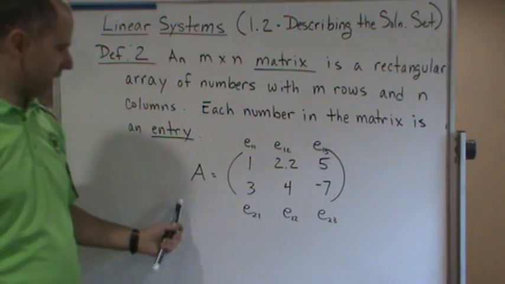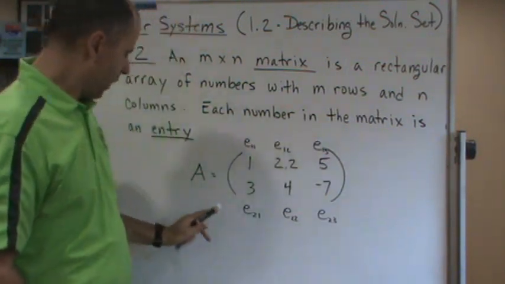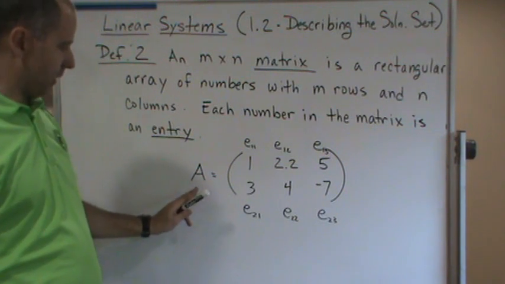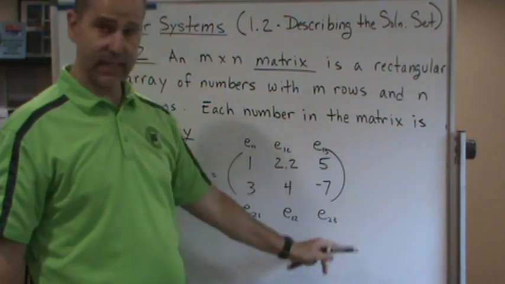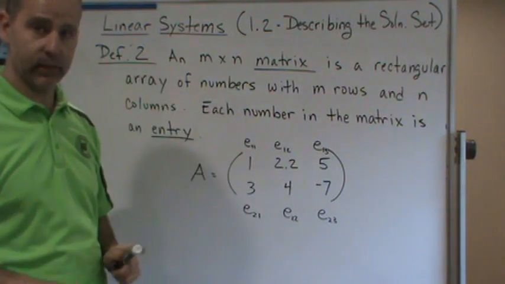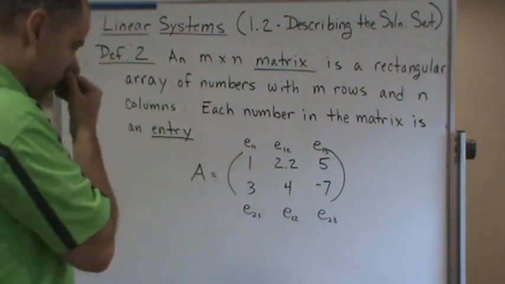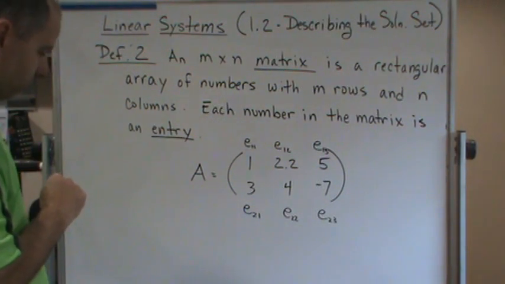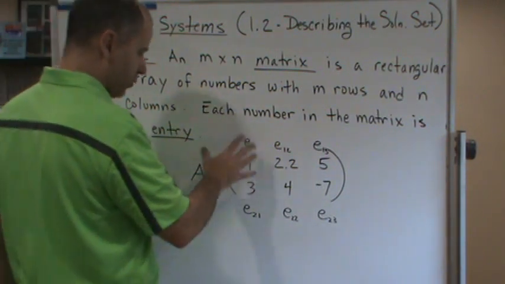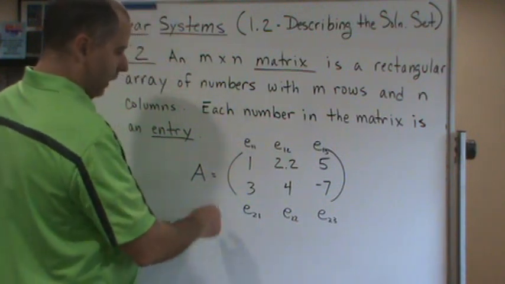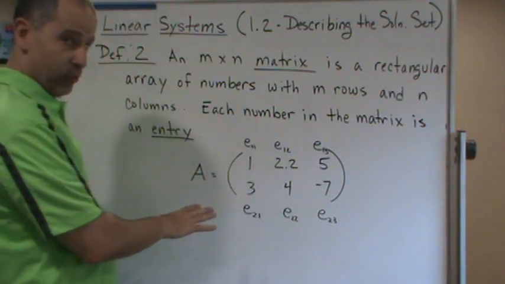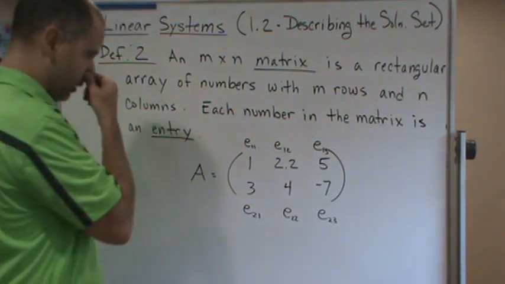Okay, so here's an example of a matrix. We use bold capital letters to denote a matrix. Now, we could use parentheses or square brackets to write a matrix. In this case, they're using parentheses. This is a 2 by 3 matrix, 2 rows, 3 columns.